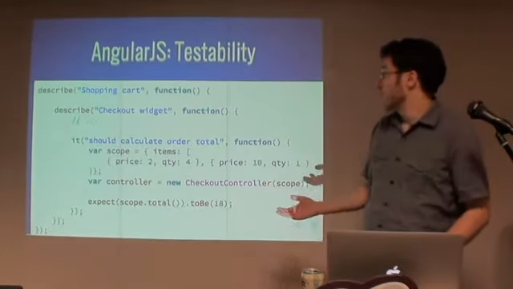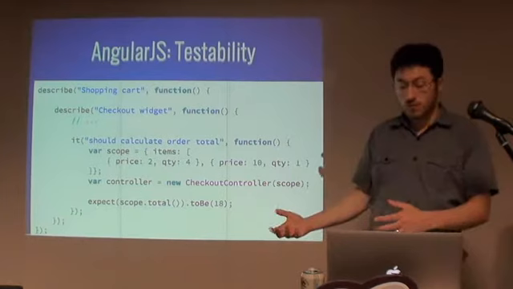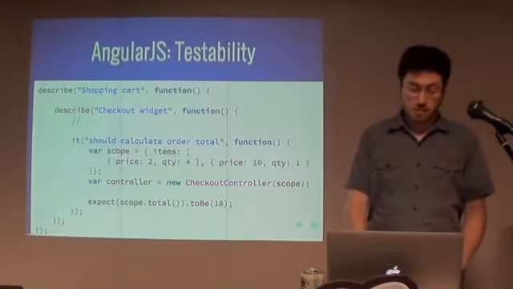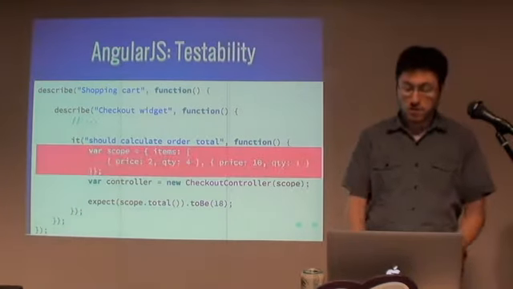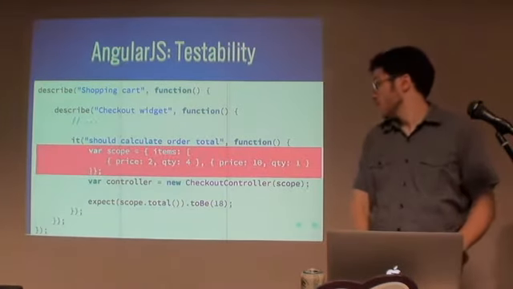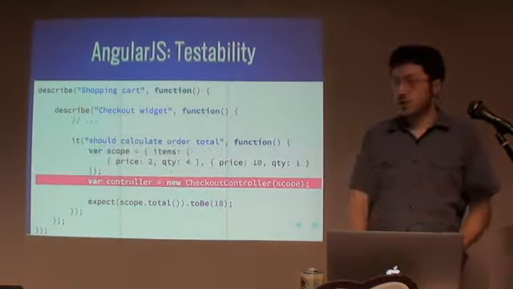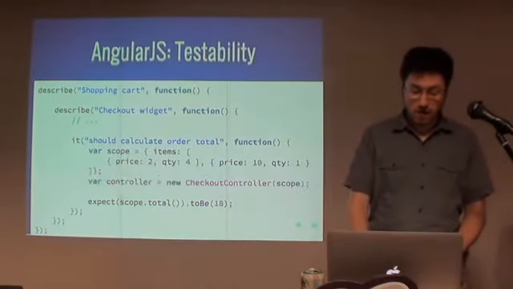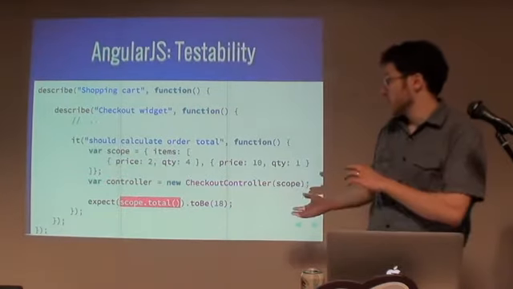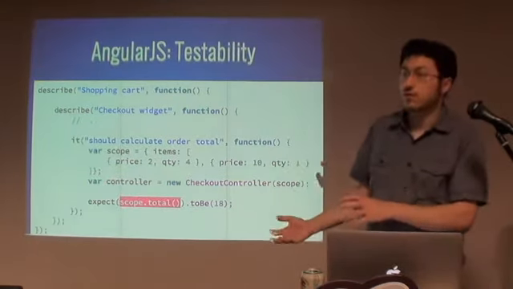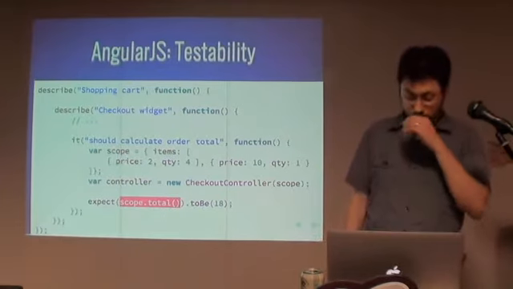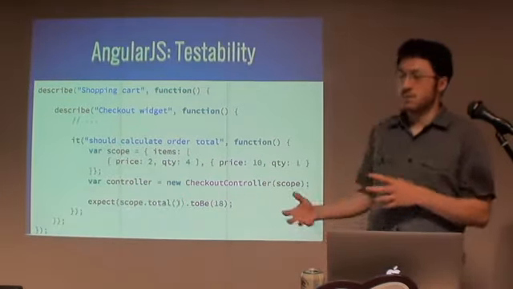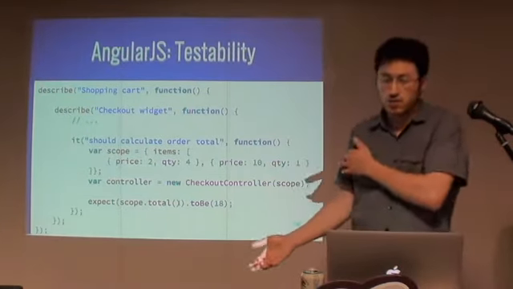So we can also write a test for the total function. Here we initialize the scope with some default items, defining two default items. Call the controller on it again, with that scope. Then make an assertion against the result of the total function, checking that it gives the expected result.